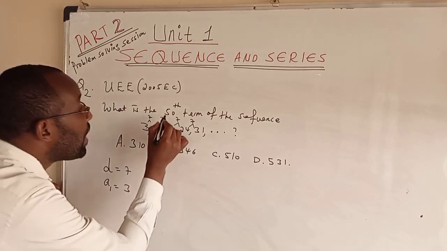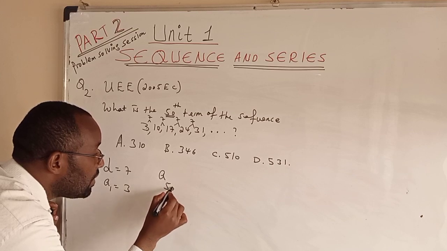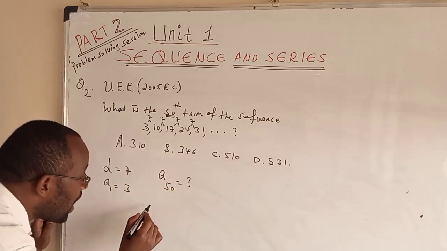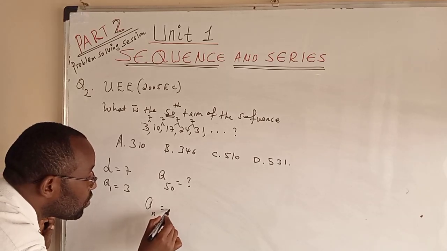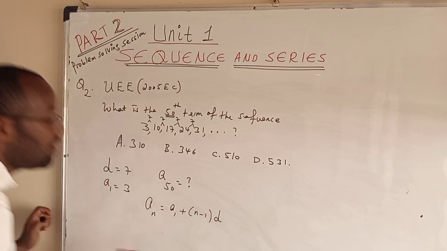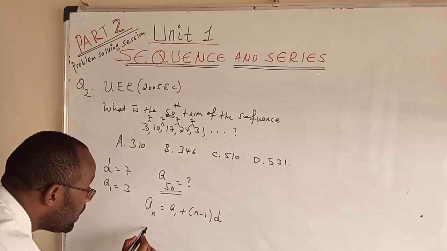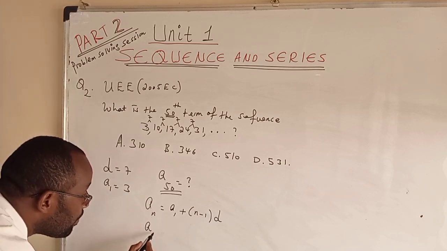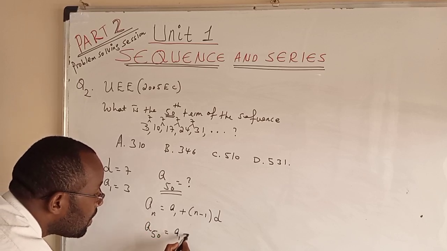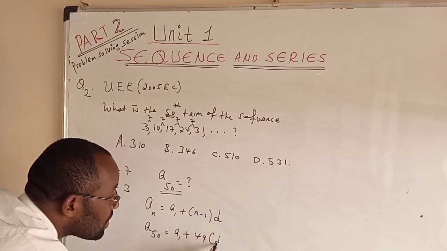So, we are asked to find the 50th term, which means A50 is the required one. Now, using the formula, AN is equal to A1 plus N minus 1 times D, we can calculate the 50th term, all right? So now here, put 50 in place of N. A50 is equal to A1 plus 50 minus 1, which is 49, times the common difference.